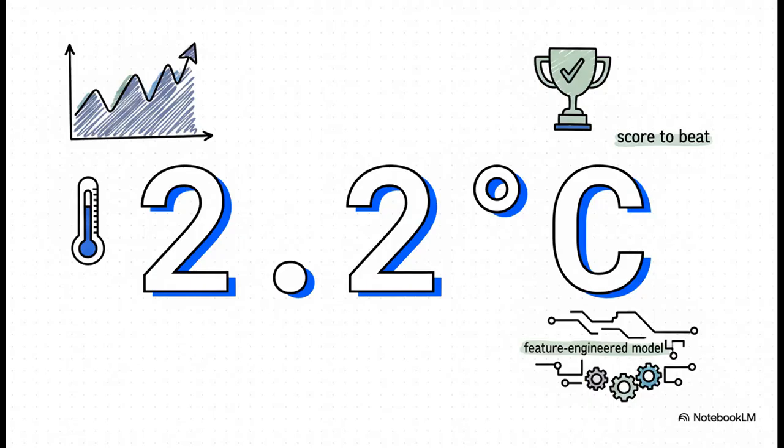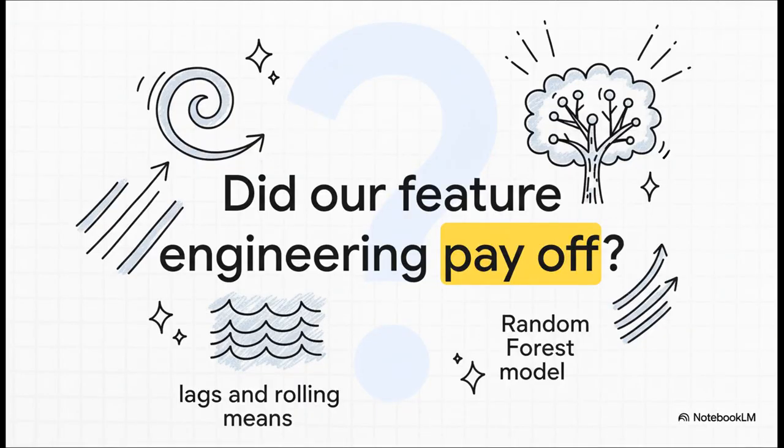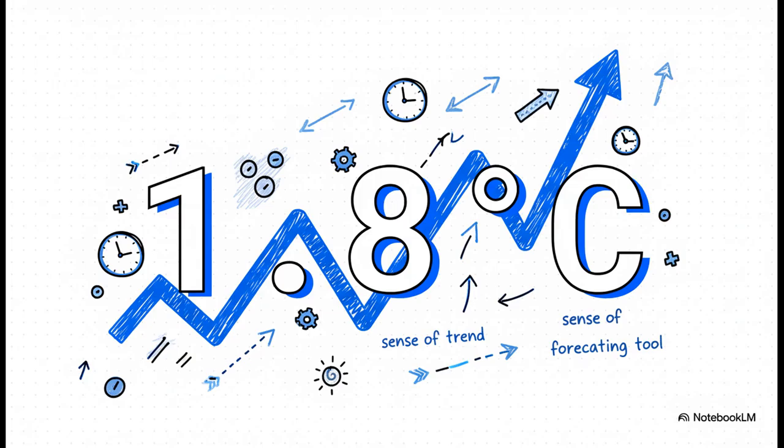So, how good is that simple guess? Well, on average, it's wrong by about 2.2 degrees Celsius. That's our score to beat. To prove all this feature engineering was worth it, our model has to have a lower average error than that. So, here it is, the big question. We took our new data, we fed it to a powerful model called a random forest. Was all that work worth it? Oh yeah, absolutely. Our model's average error is just 1.8 degrees Celsius. That is a huge improvement over that simple baseline. By giving the model memory and a sense of the trend, we built a genuinely smarter forecasting tool.